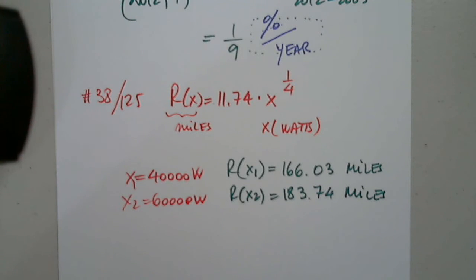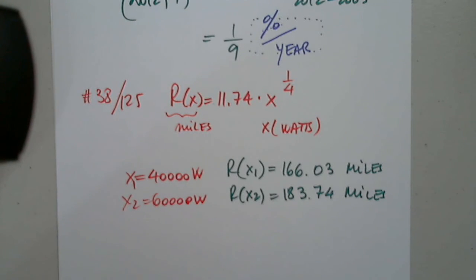After that, get out of there, put parentheses for the numerator, which is y2 minus y1, so this is 183.74 minus 166.003, close the parenthesis, and divide by, I don't have to put parentheses because I can calculate x2 minus x1 as being 20,000. Otherwise, you would have to put parentheses.